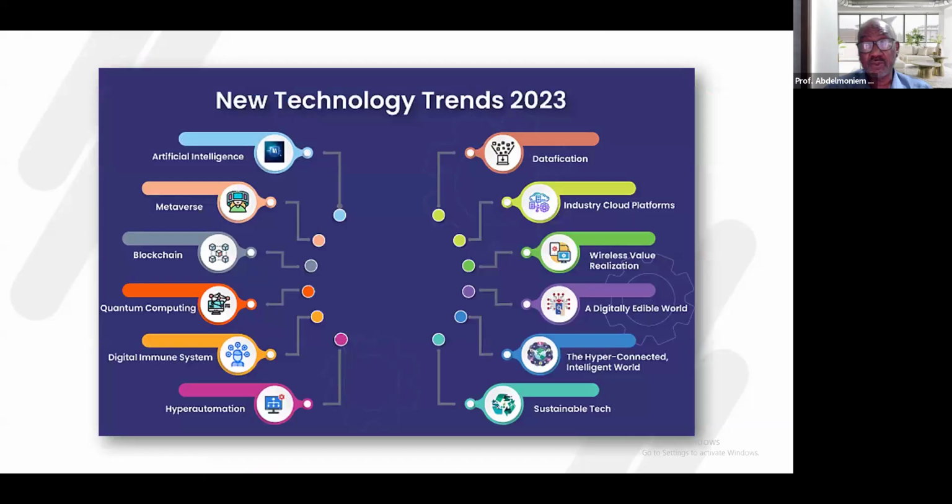This is just the trends in 2023. As you can see, there are a number of them. These are the top emerging technologies in 2023. If you look at the upper left corner of this infogram, artificial intelligence is considered one of the very important emerging technologies. But as you can also see, the metaverse, the blockchain, quantum computing, the digital immune system, and so on. There are a number of emerging technologies.